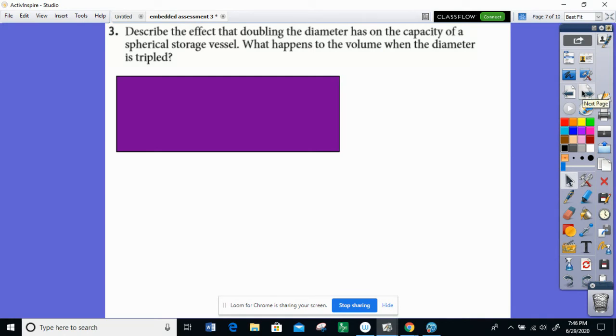Number 3 says, describe the effect that doubling the diameter has on the capacity of a spherical storage vessel. Well, capacity means how much it can hold. How much it can hold is a volume question.